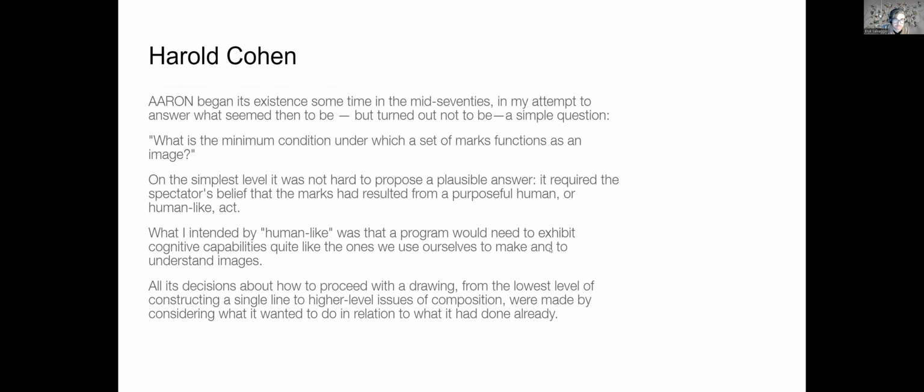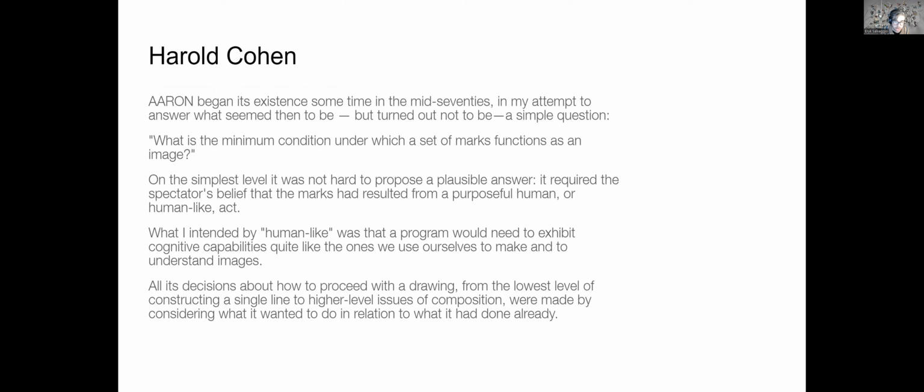Aaron began its existence sometime in the mid-70s in my attempt to answer what seemed then to be, but turned out not to be, a simple question. What is the minimum condition under which a set of marks functions as an image? On the simplest level, it was not hard to propose a plausible answer. It required the spectator's belief that the marks had resulted from a purposeful human or human-like act.